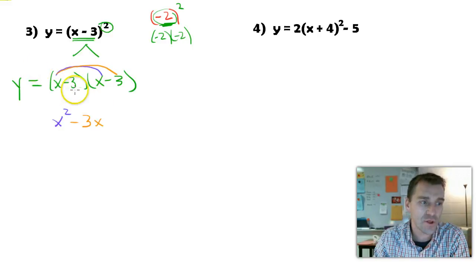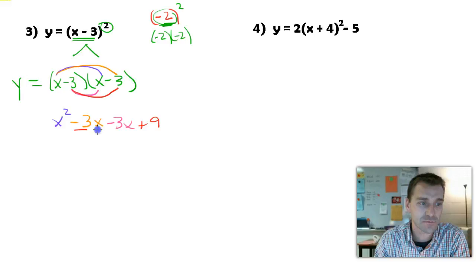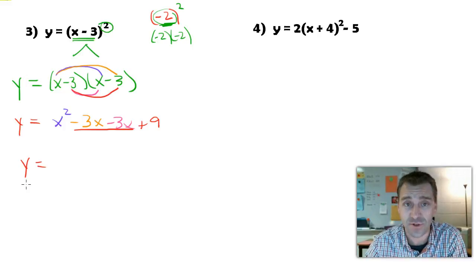And then I do negative 3 times x, which gives me negative 3x. And then I finally finish up by going negative 3 times negative 3, which gives me positive 9. And then I combine my like terms. It really is that simple. You just got to make sure you use your order of operations. And that is first, outers, inners, last.